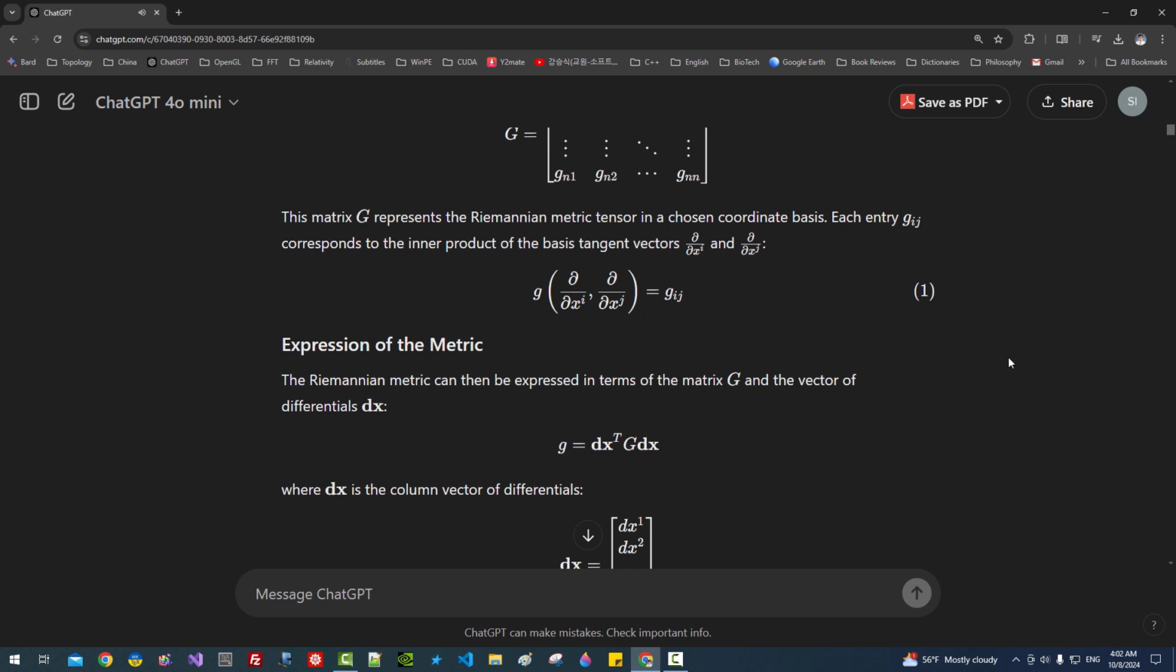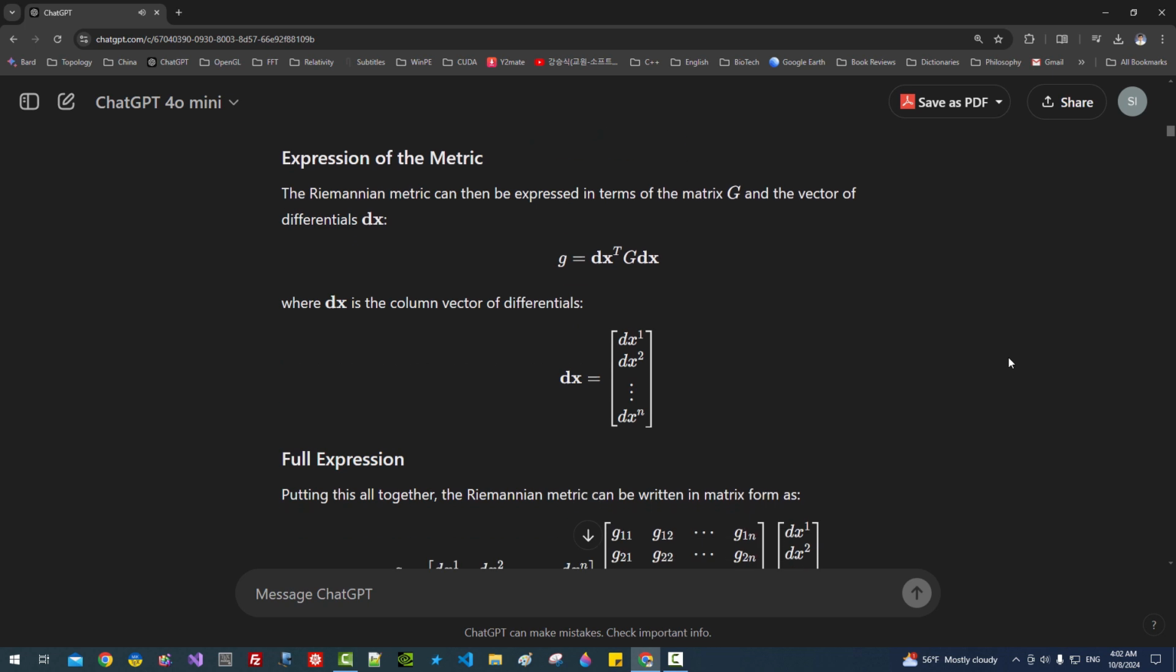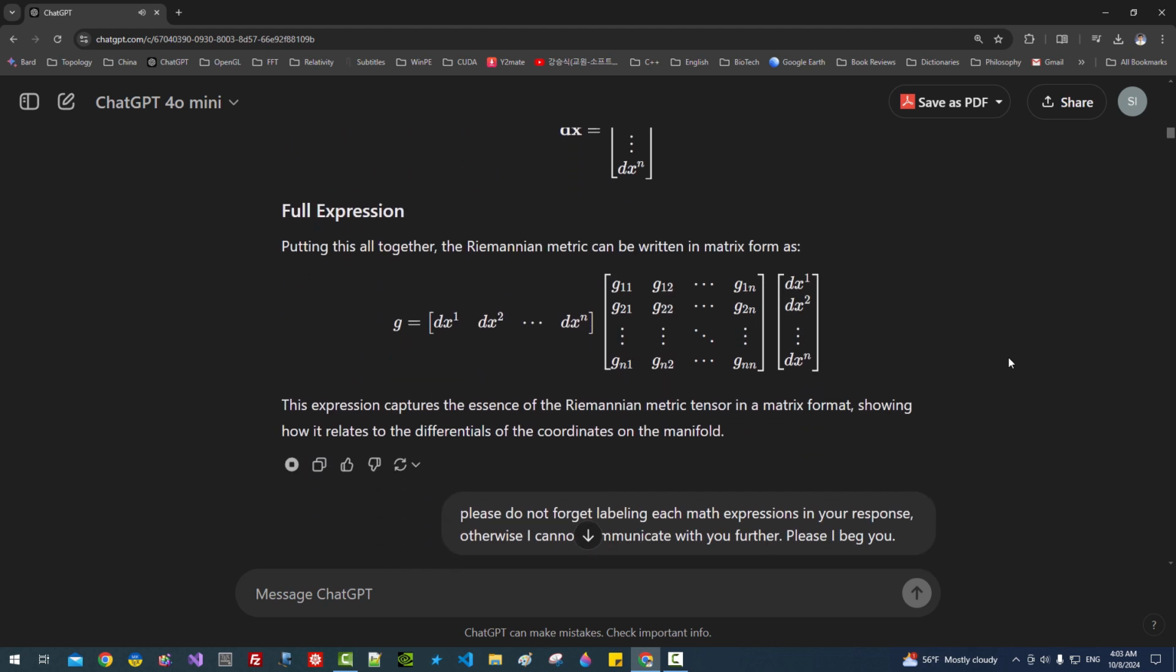This matrix G represents the Riemannian metric tensor in a chosen coordinate basis. Each entry g_ij corresponds to the inner product of the basis tangent vectors ∂/∂x^i and ∂/∂x^j: g(∂/∂x^i, ∂/∂x^j) = g_ij, tag 1. Expression of the metric. The Riemannian metric can then be expressed in terms of the matrix G and the vector of differentials, where dx is the column vector of differentials dx1, dx2, ..., dxn.